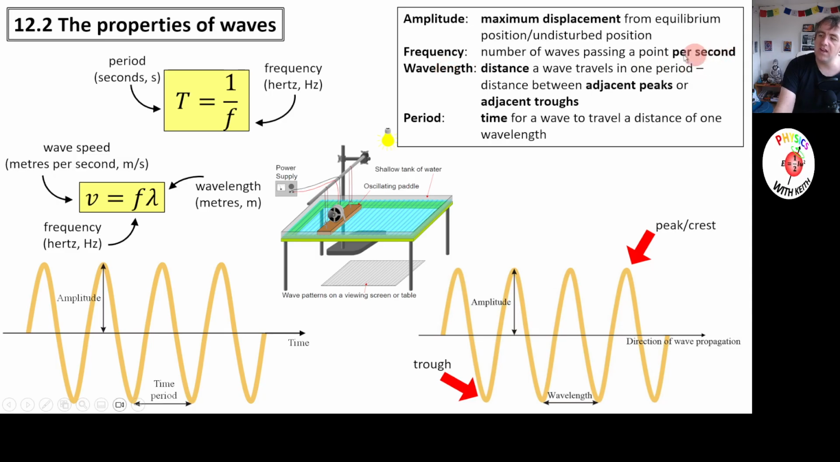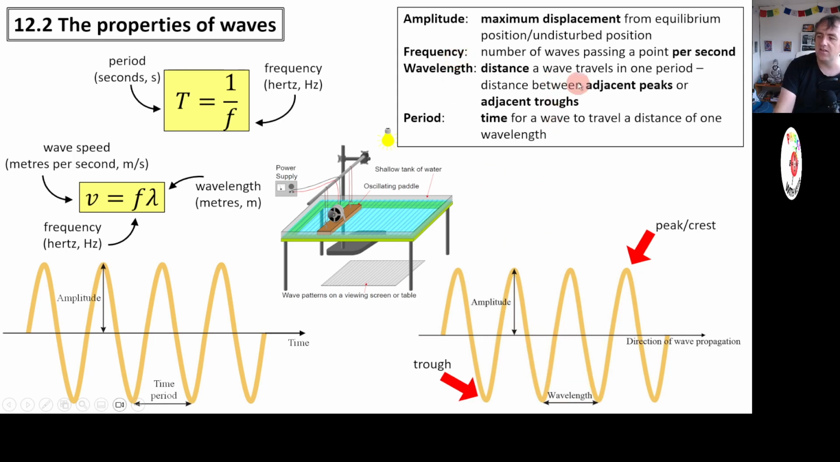Actually, we're doing it per second. You could describe frequency as waves per minute, but we don't. When we say frequency, we're using the unit hertz, and hertz is another way of saying waves per second. That's all hertz means, waves per second.